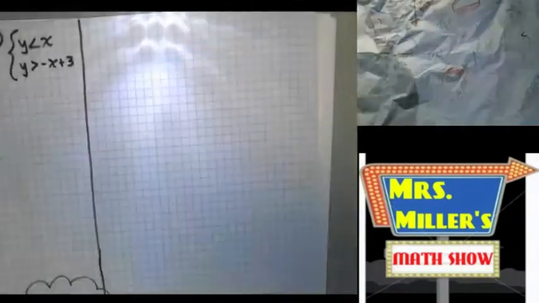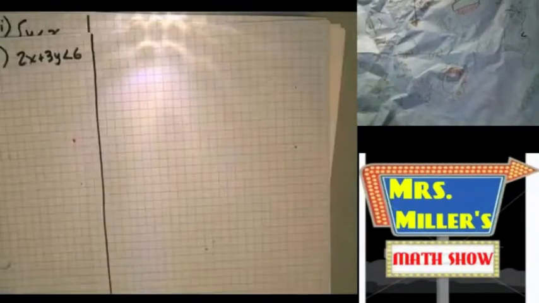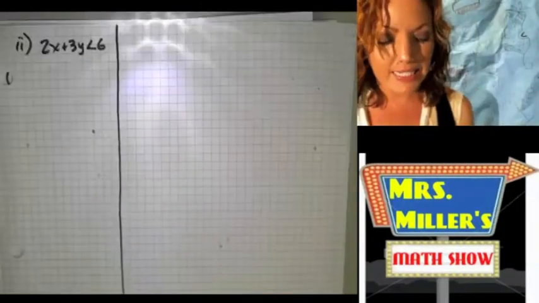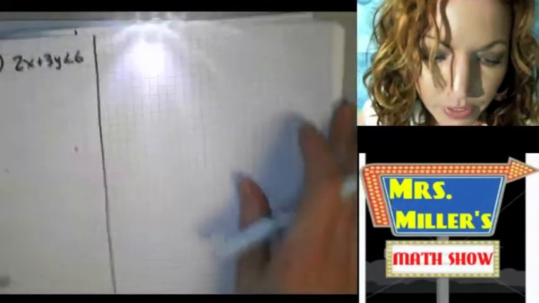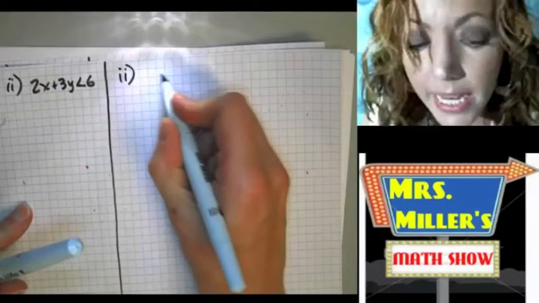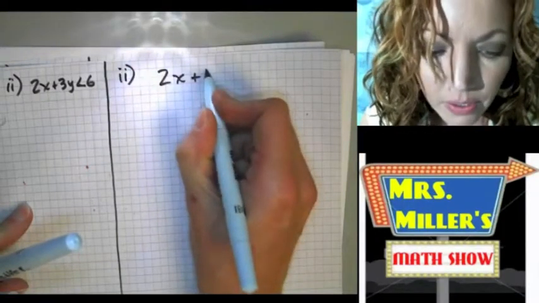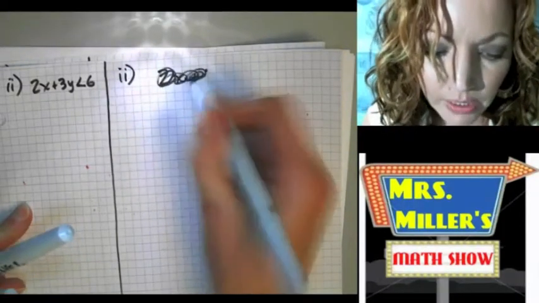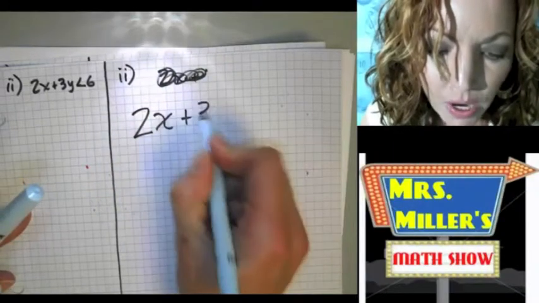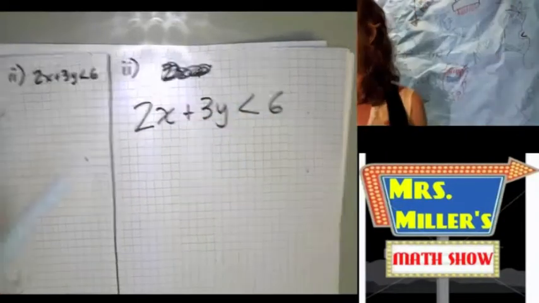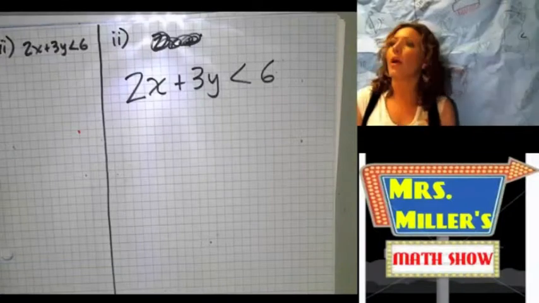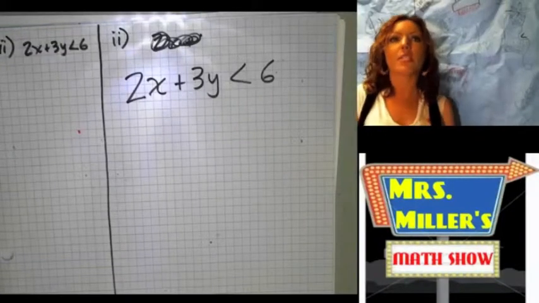Okay. So next one. 2x plus 3y is less than 6. All right, so same set of steps that we were doing on the last one. Sorry, you guys. Let me do that a little bit bigger. 2x plus 3y is less than 6. Okay. So if I want to graph this line, what would be the first step to graphing it?